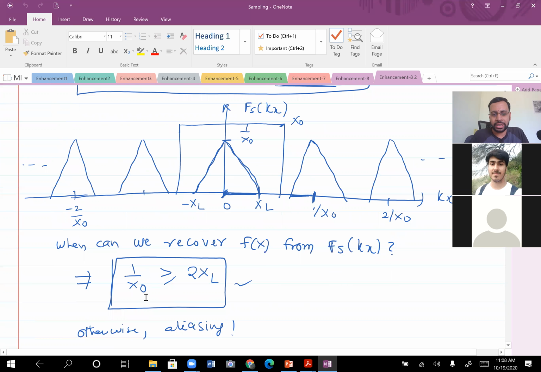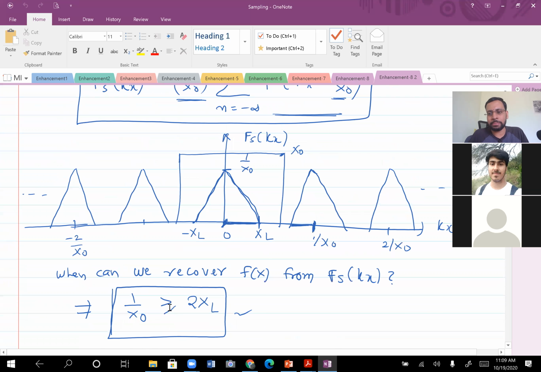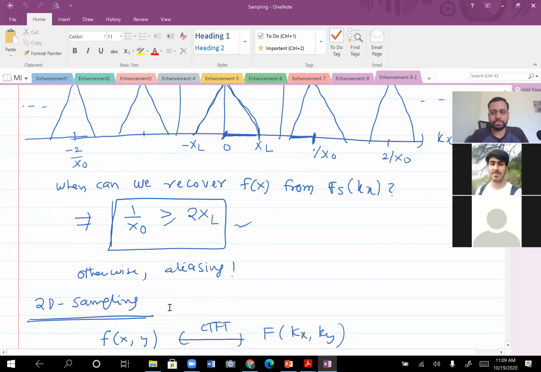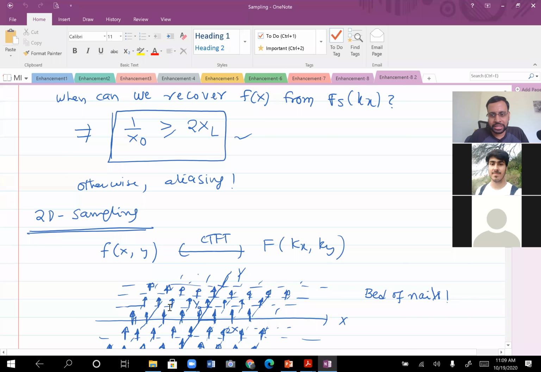So what has to happen here is that this 1 by x naught, the sampling rate, should be at least equal to twice the value of the maximum frequency that you are going to have here. So this is the famous Nyquist theorem that tells you with what rate you should sample the signal so that you could get back the original signal, provided of course it's a band limited signal. Okay, hope everyone is fine with what we discussed so far.